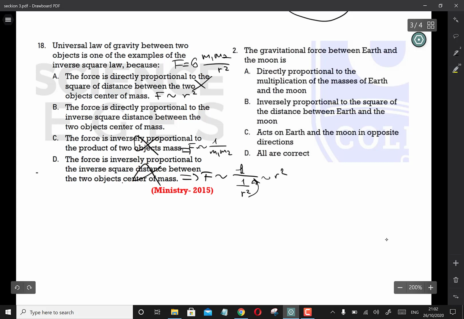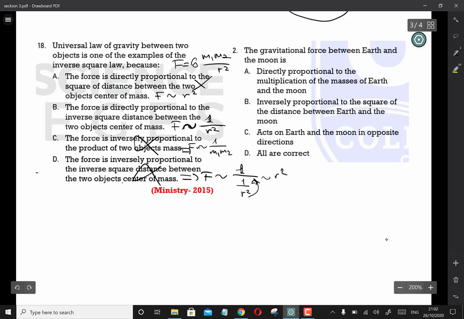The only answer is B. Why? Force is directly proportional, yes, directly proportional to the inverse square of the separation. So there is a trick in English here. Force is directly proportional to the inverse square.